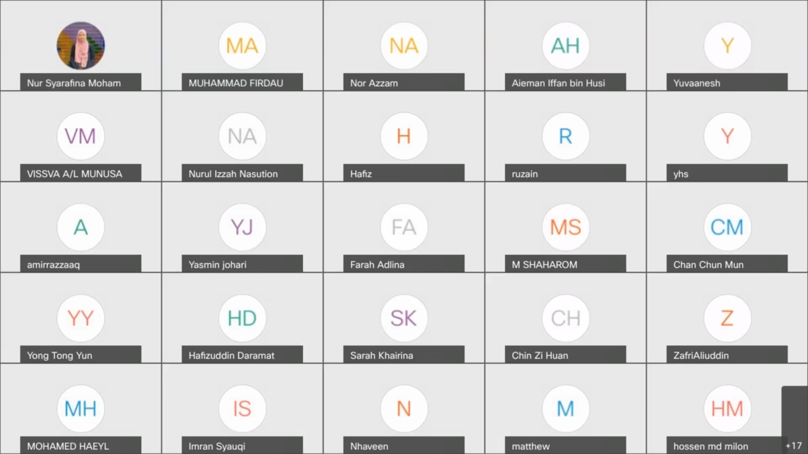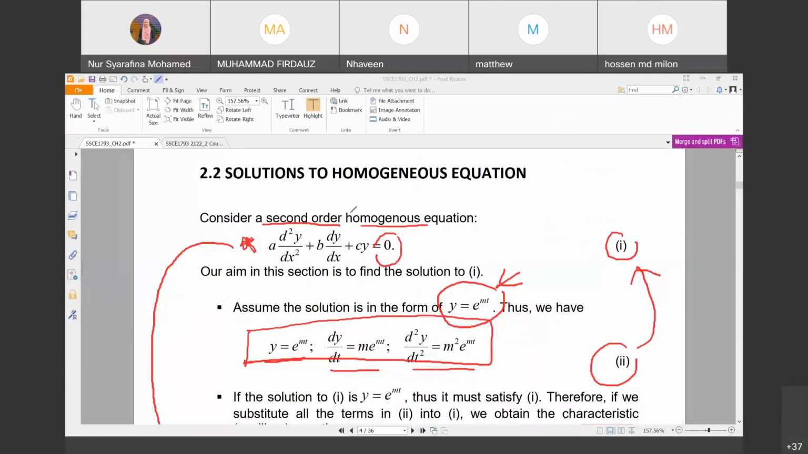This is your differential equation. Our aim is to find the solution of this equation, the first equation. We need to do some assumption here. Assume that the solution is in the form of y equals e to the power of mt. Thus, when y equals e to the power of mt, then dy/dt is m e^(mt), and d squared y/dt squared is m squared e^(mt).